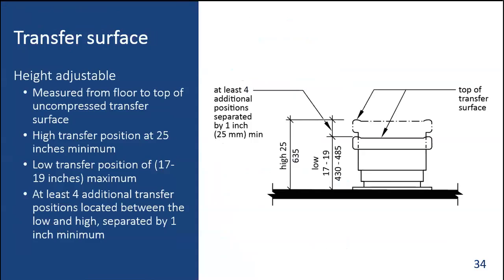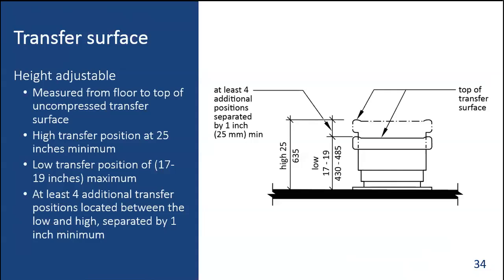The transfer surface should be height adjustable. You measure the height from the floor to the top of the uncompressed transfer surface. Often medical equipment may have padding or material on the examination surface that can be compressed. Measurements should be to the top of the uncompressed surface. The transfer surface must be adjustable in height to reach a high transfer position of at least 25 inches. The transfer surface must also be able to reach a low position of no higher than 17 to 19 inches maximum. This low transfer position is stated as a range and will be discussed further on the next slide.